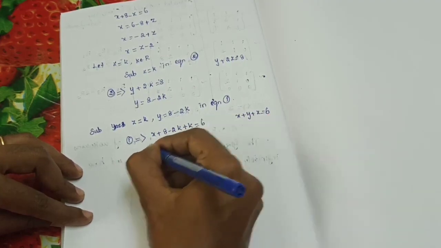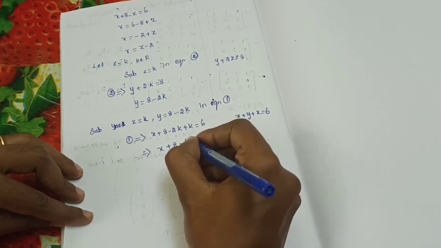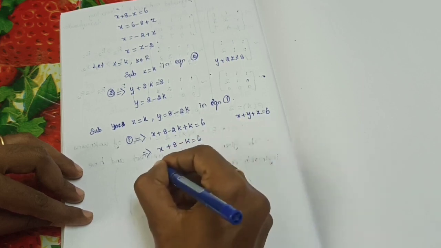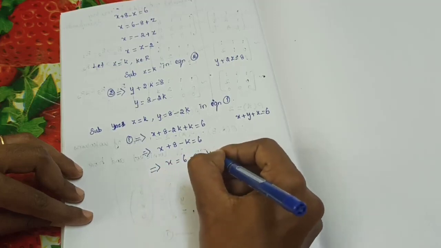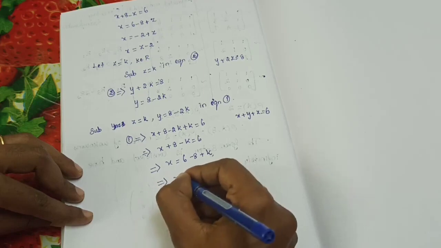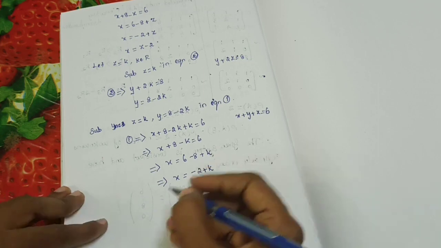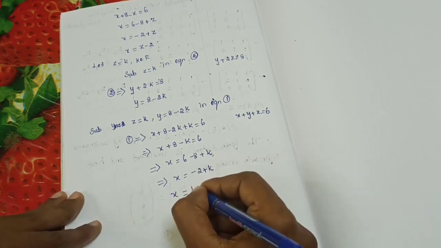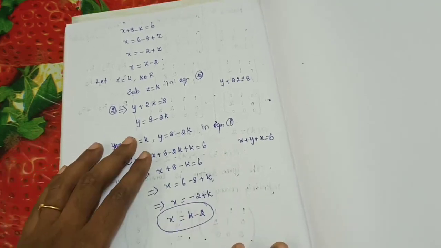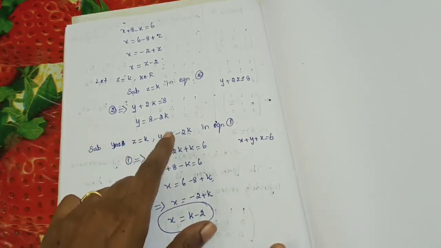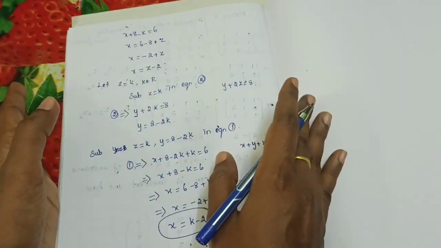So that implies x, like terms you can add, that is minus k equal to 6, which implies x is equal to 6 minus 8 plus k. Okay. So which implies x is equal to minus 2 plus k. So we can write this as x is equal to k minus 2. Otherwise one simple thing you can do, that is we can substitute this z is equal to k in this equation also. Both also same answer you will get.